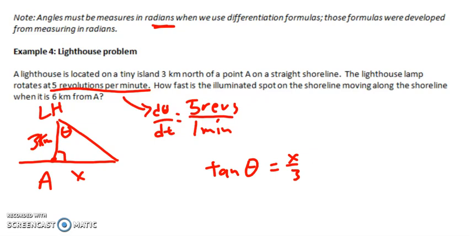Okay? So this is all our given information, but we also have some information later because we want to know how fast is it illuminated on the shoreline when it is 6 kilometers. So later on, we want to know when x is 6 kilometers. But before we can do anything with that, we have to take the derivative. We have a couple things here when we're talking about our related rates, but we need to go back up here and think about it needs to be in terms of radians.